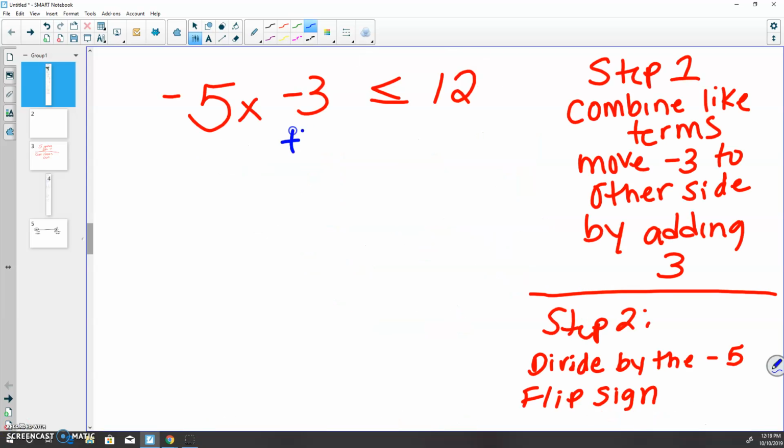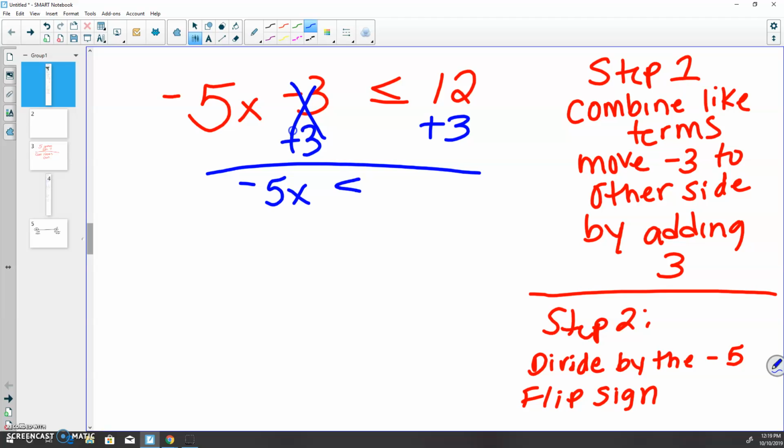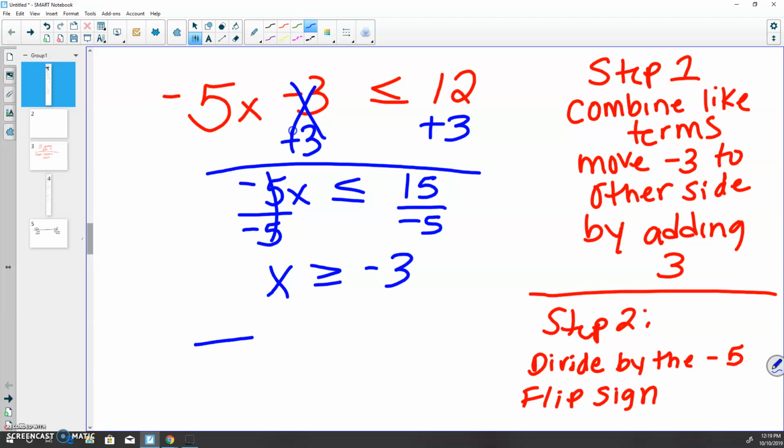Move 3 to the other side. It cancels out. You're left with negative 5x, and on your other side, 15. Divide by negative 5. What happens when you divide by a negative? You flip your sign. So you have negative 3. You graph it, negative 3.